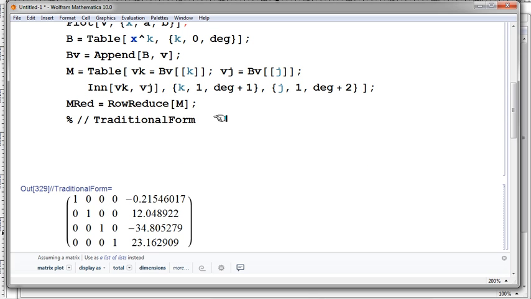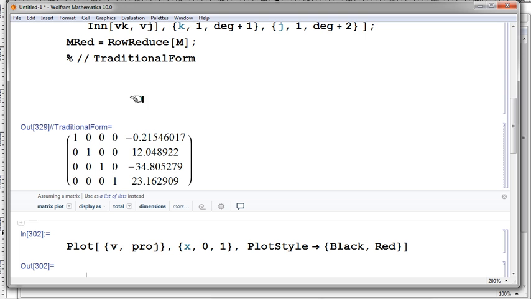Alright, so I reduced that matrix. I'm calling it M reduction and showing it in the traditional, usual two-dimensional way. As you can see, there's 1, 1, 1, and there is a free variable. The free variable we're going to choose here is -1.